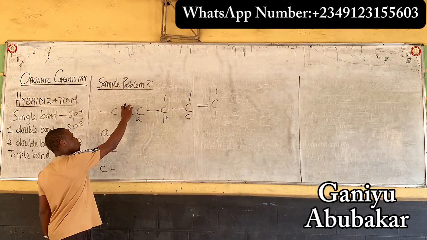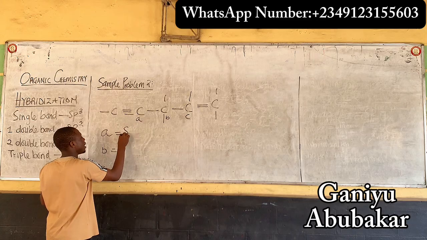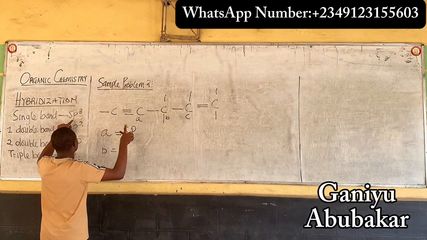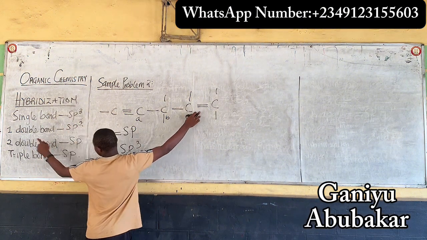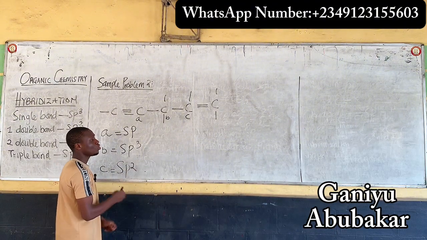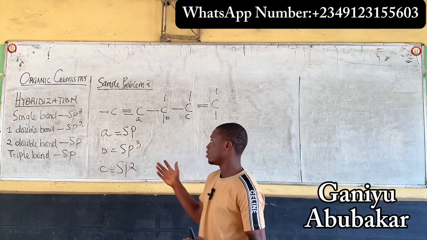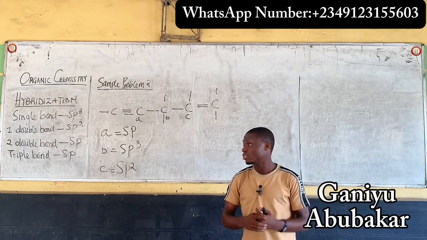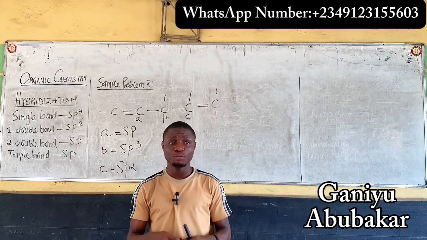For A, it is a triple bond. If A is a triple bond, what's a triple bond? sp. This carbon is sp. B is what? A single bond. Single bond is what? sp3. C is a double bond. Double bond is what? sp2. This is how I solve this particular question. All right, that's basically the concept behind hybridization and how to identify the shapes of molecules.